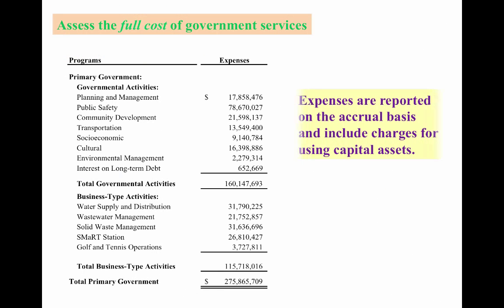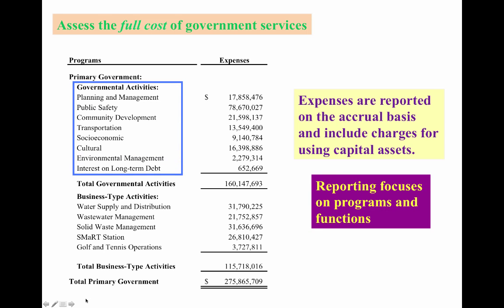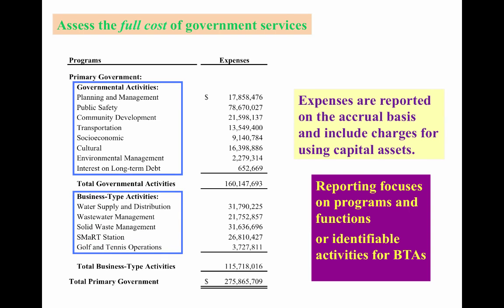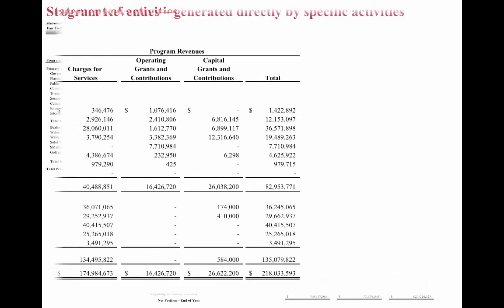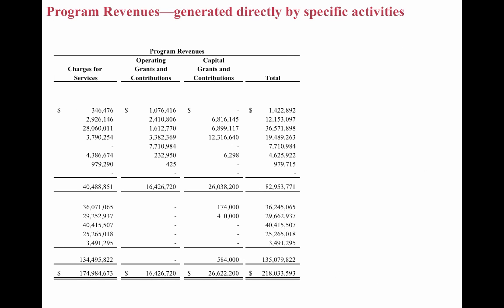The first section on the upper left-hand corner is where the expenses are reported. This is accrual-based information, so it's really the full cost of services shown by function or program, separately for the governmental activities and business type activities. And if they've got discretely presented component units, you would see those down here. The next section over then are the program revenues related to those functions and programs.